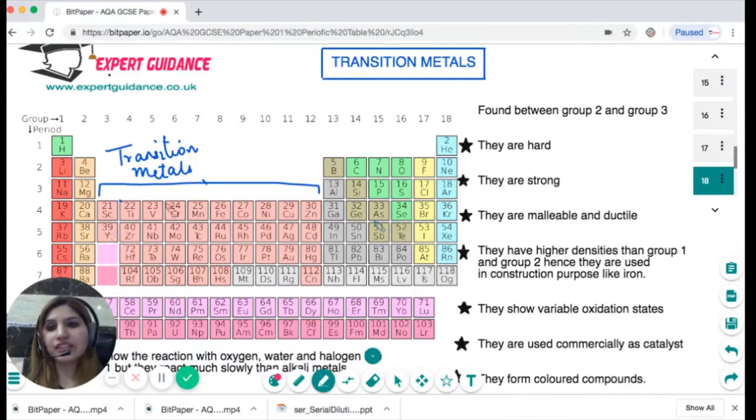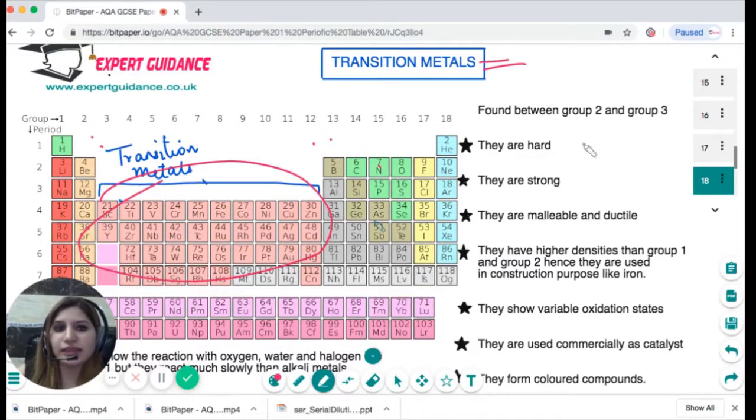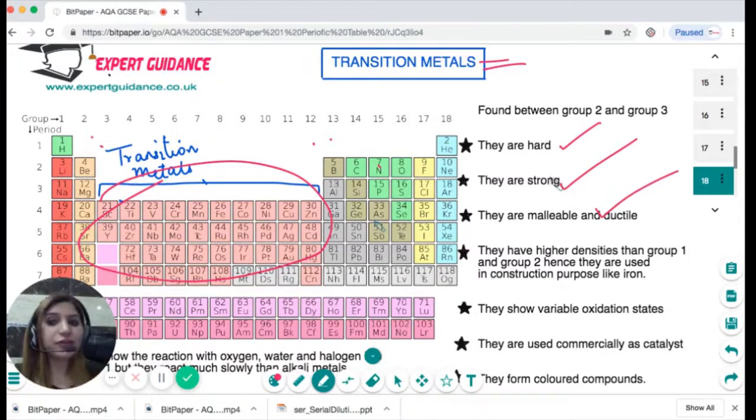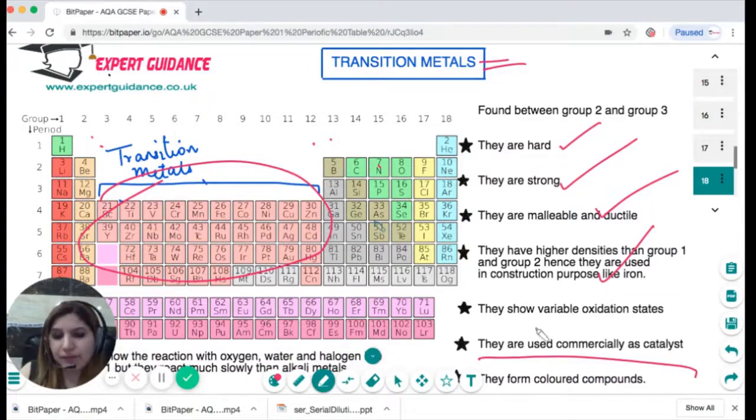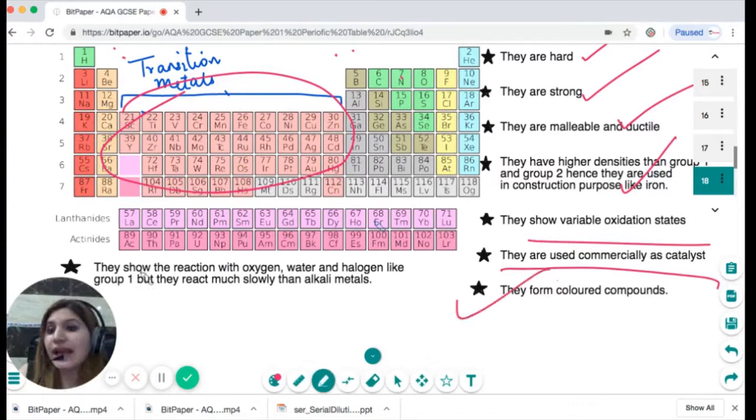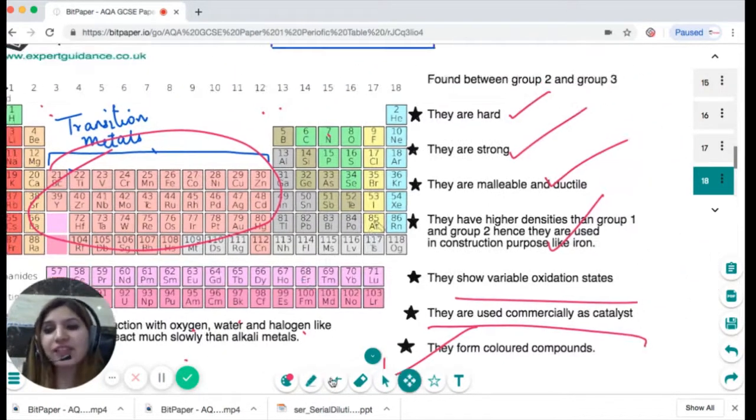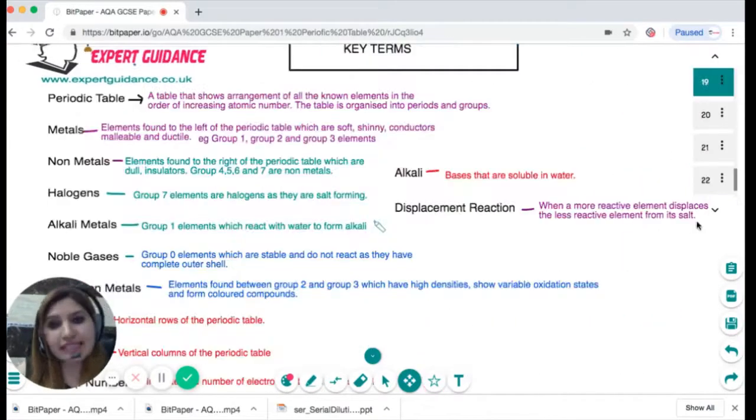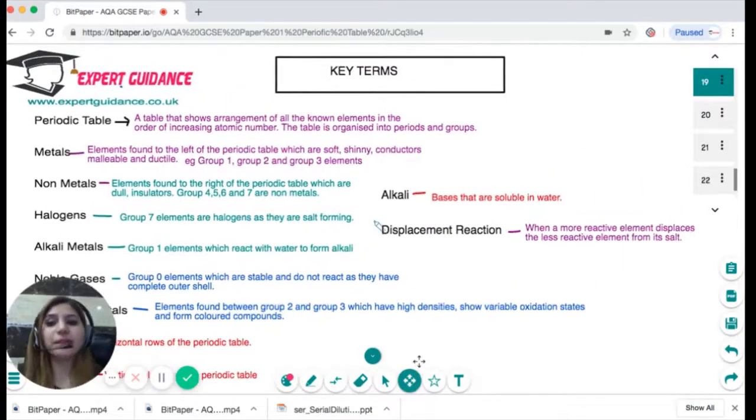Okay, now let's do the last topic, transition metals, which is a chemistry only topic. Transition elements are found between group 2 and 3. So this block is the transition metals. They are hard, they are strong, they are malleable and ductile. They have higher density than group 1 and group 2. Therefore, iron you have seen, copper you have seen, is used for construction purposes. They are used commercially as catalysts. They show variable oxidation states. They form colored compounds, okay? And they show reactions with oxygen, water, and halogens like group 1, but they react slowly, so they do not corrode easily. So I hope the periodic table is clear to you.